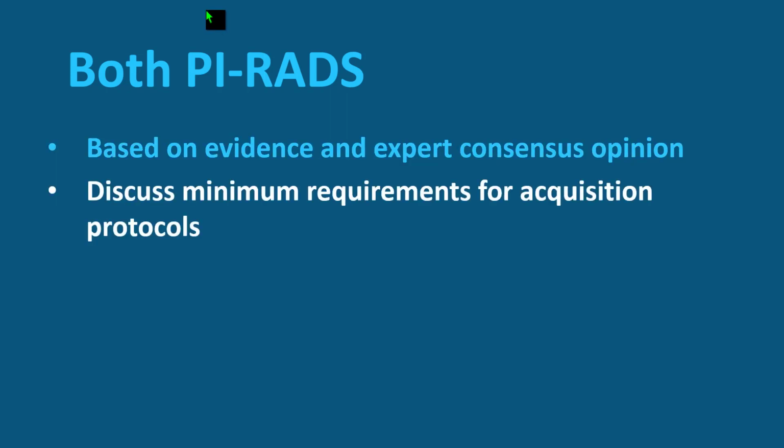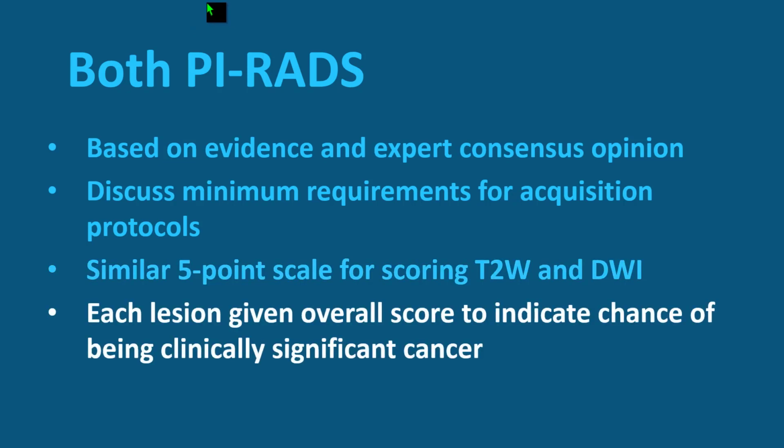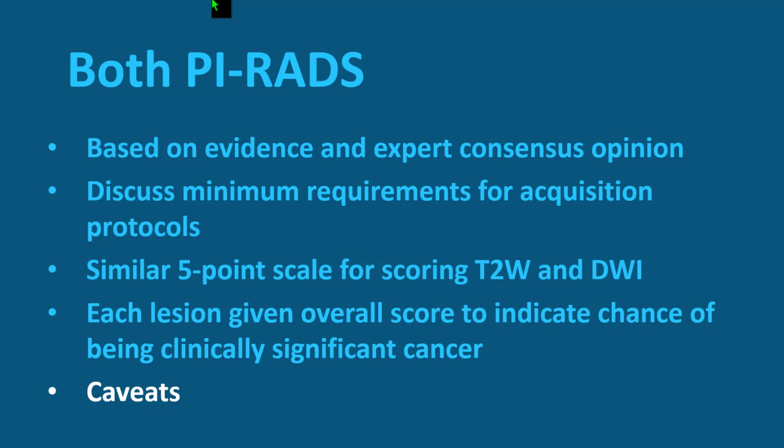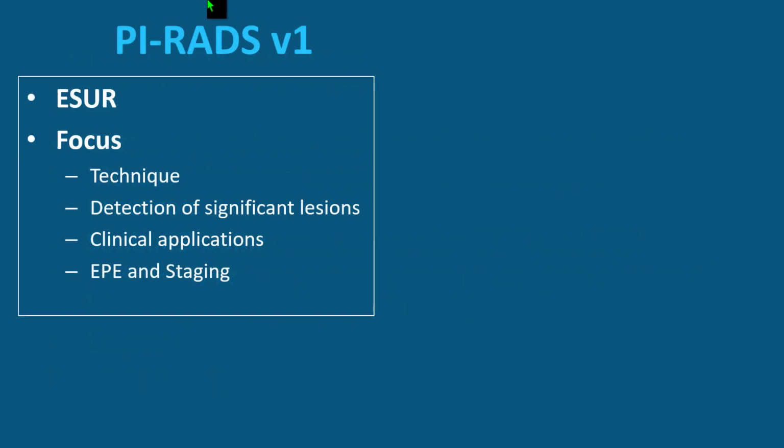Both PI-RADS scores were based on evidence and expert consensus opinion. They discussed the minimum requirements for acquisition. They had a similar 5-point final scoring for T2 and diffusion. A lesion was given an overall score based on all the multiparametric imaging, all the sequences, of being called a clinically significant cancer. Of course, there were caveats. We modified the sector map, but that's not that important.